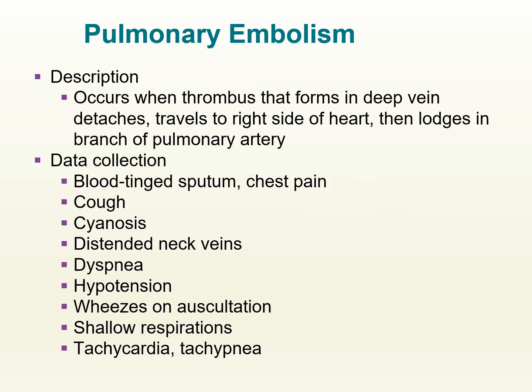Another respiratory problem you might see in a patient is a PE, or a pulmonary embolism. This occurs when a thrombus that's formed elsewhere in the body, such as the leg, dislodges and travels to the right side of the heart and then lodges there somewhere in the branch of a pulmonary artery. These patients are going to have chest pain, blood-tinged sputum, a cough, cyanosis, distended neck veins, shortness of breath, hypotension, wheezes on auscultation, shallow respirations, tachycardia, and tachypnea.